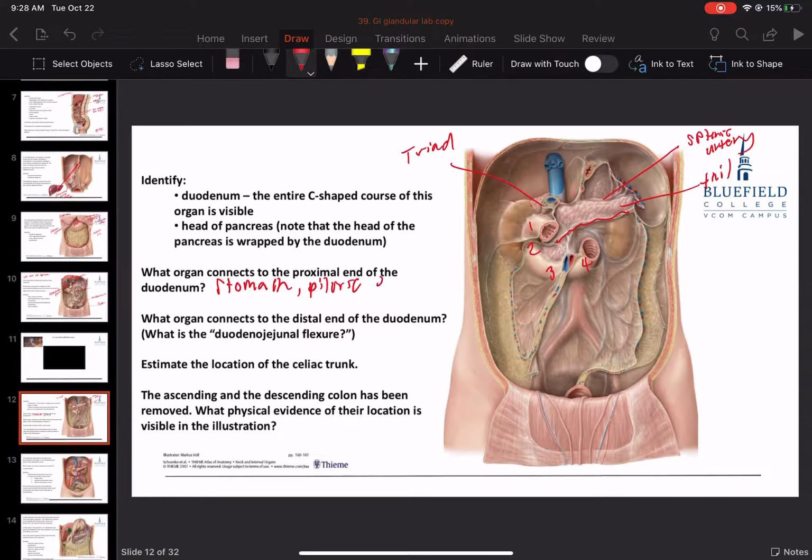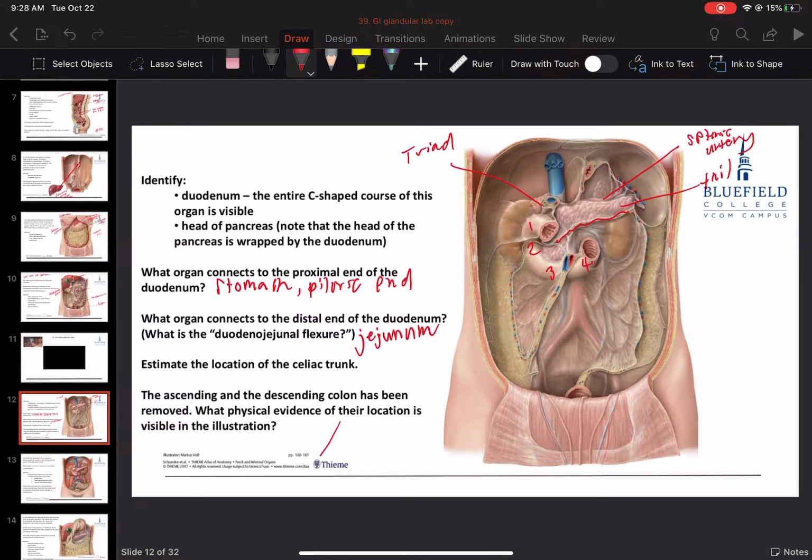What organ connects to the distal end of the duodenum? That would be the jejunum. And I just mentioned the duodenojejunal flexure. That's just where the duodenum and jejunum hook up. But the duodenum is coming off of the posterior abdominal wall because all of the jejunum is intraperitoneal, so you get this kind of a sharp bend.